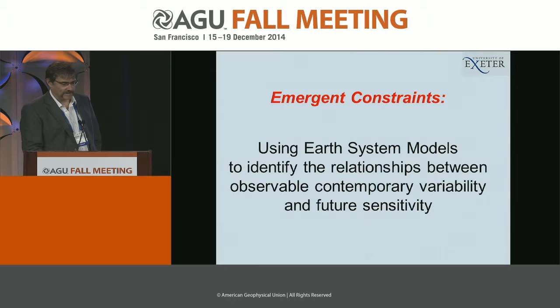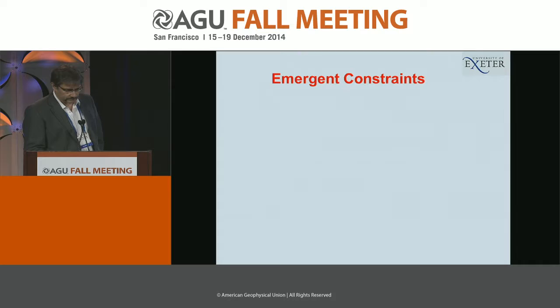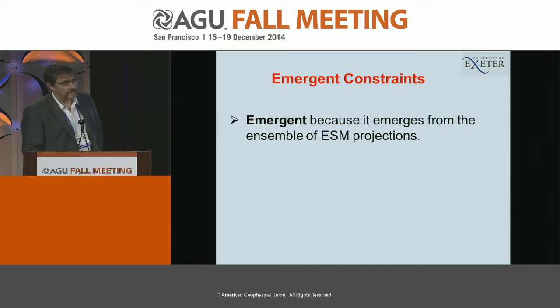This is a concept that's become more common. I didn't invent it, but I think it's a real cool thing. So basically, the idea is you use Earth system models to identify relationships between observable variability and future sensitivity. And sometimes this is used in a slightly more trivial way, which is to say, is the trend we observe to date related to the trend we predict to the future? I think there's something deeper in this when you look at sensitivity. Okay, so it's emergent because it emerges from the ensemble of Earth system model projections. We aren't accepting that any one model is correct, but rather where there is consistency between short-term and long-term across the ensemble, we're going to believe it.